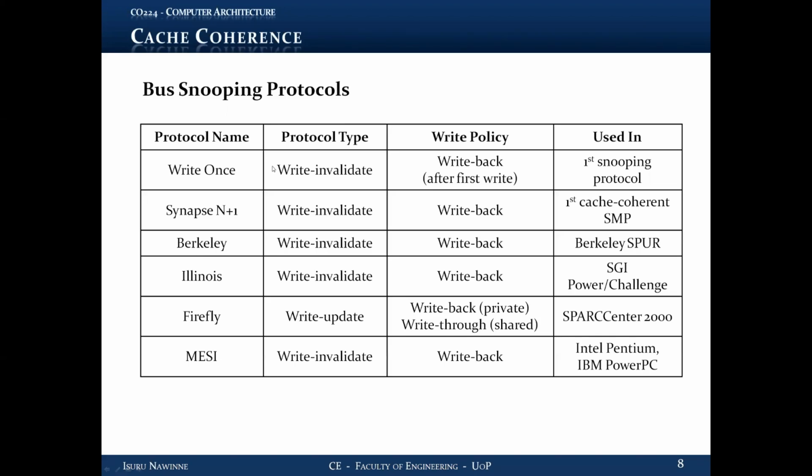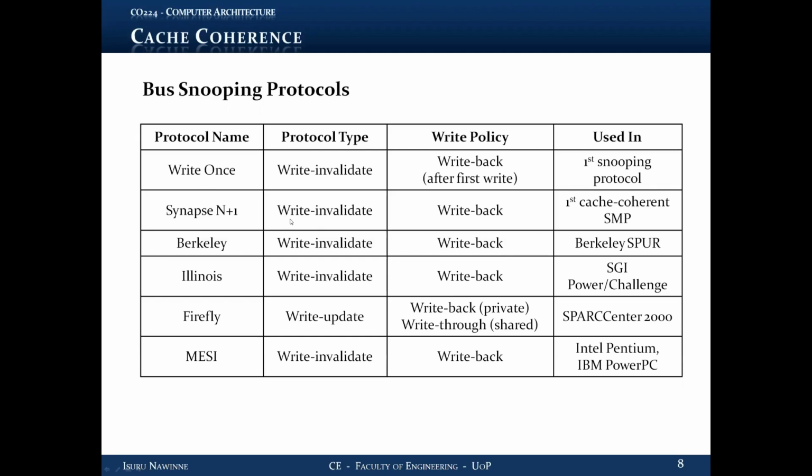So if you take the write once protocol, it's a name given to that protocol. It uses the write invalidate approach, and the write policy in the system is write back after the first write. The first write is write through. After that, every write is going to be write back. So that is the feature of the write once protocol, and it's one of the first protocols developed to use bus snooping to maintain cache coherency. And these are very old implementations.